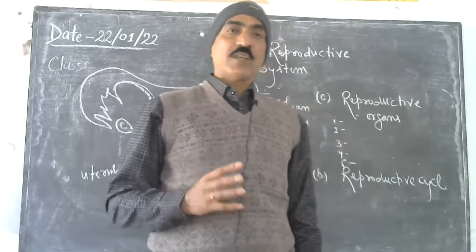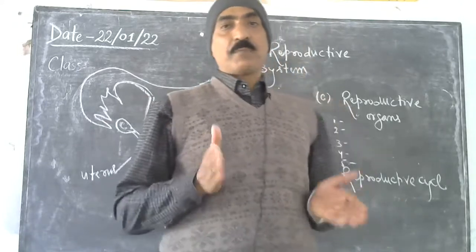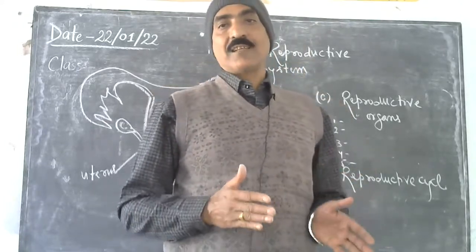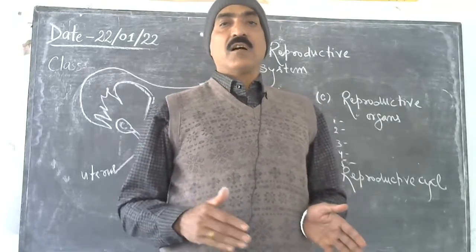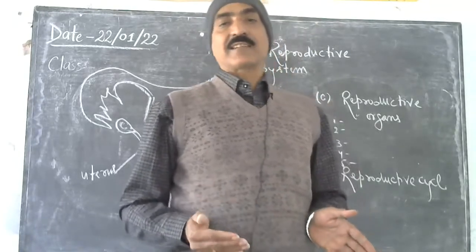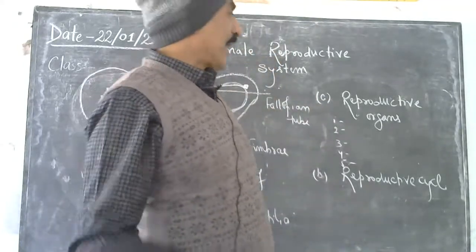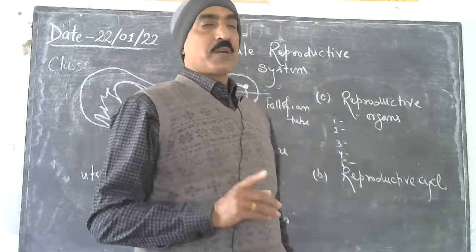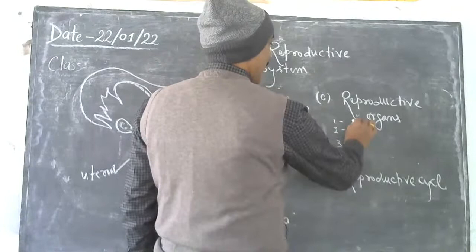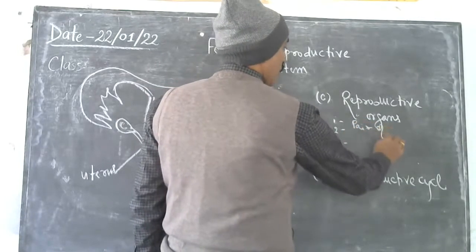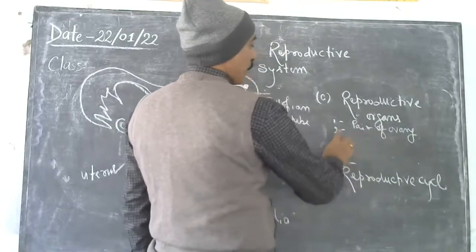As soon as estrogen is released, several changes and preparations for proper reproduction start in the body, and that can be seen through secondary sex characters or pubertal characters. So the primary reproductive organ in the female reproductive system includes the pair of ovary. Okay, this is the primary reproductive organ.